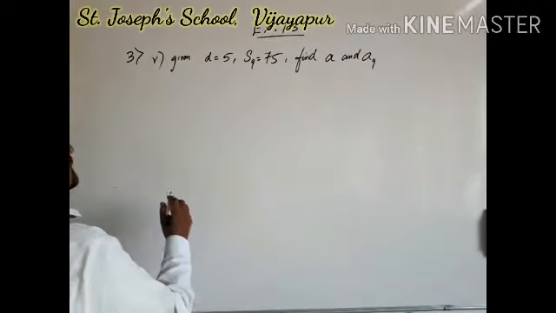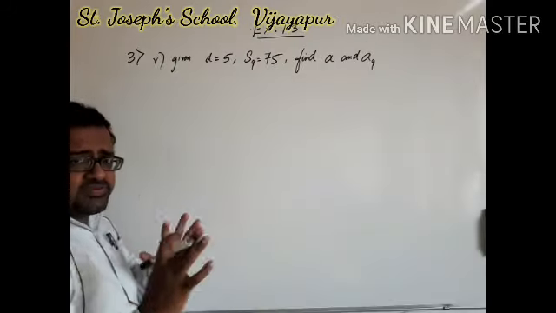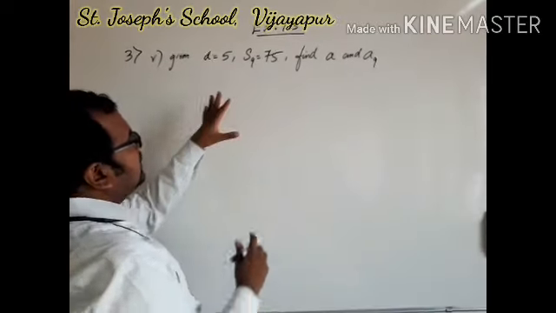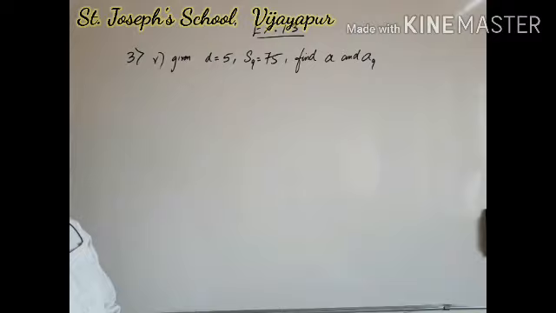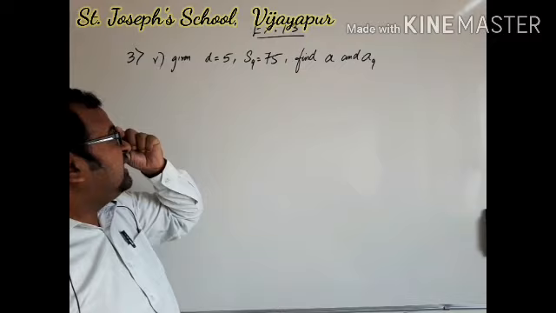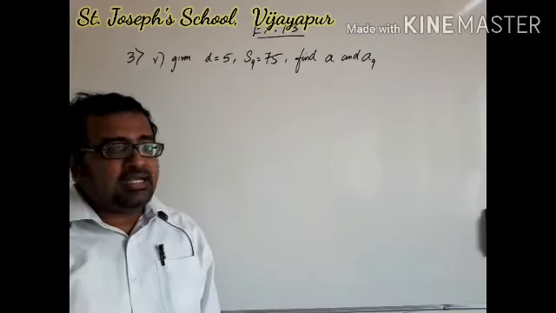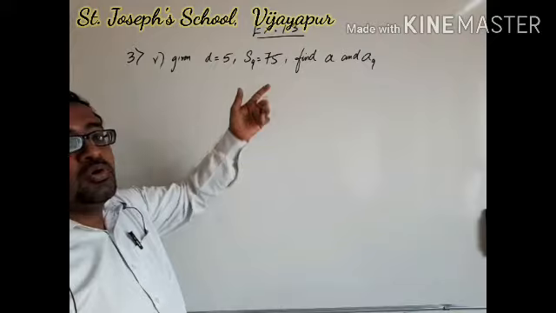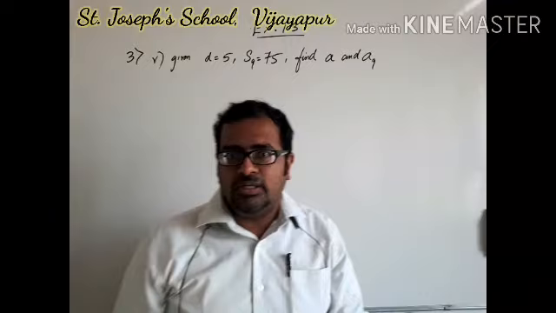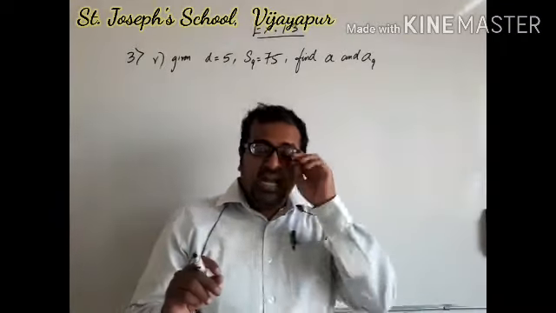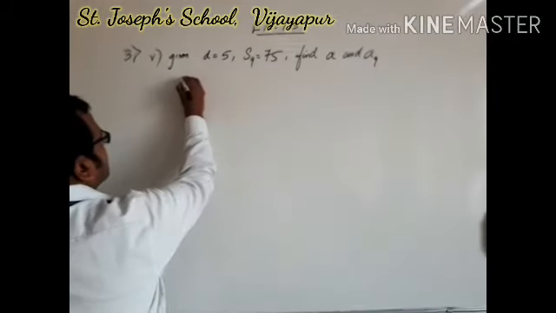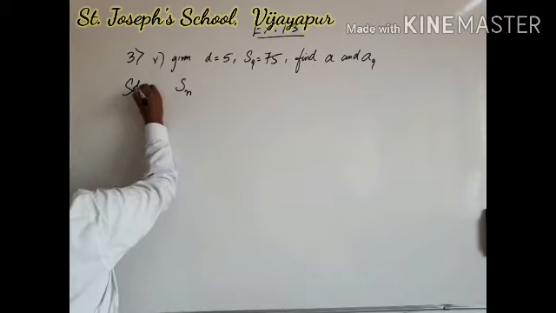So let us start with S9. If we use the Sn formula, what happens? S9 is equal to 9 by 2 into 2a, a we don't know, plus n minus 1, again 9 minus 1, d is equal to 5. In that case, the only thing we don't know will be a. So there will be one variable only. That's what I always told you: if an equation has one unknown variable, we can find it. So let us try using the Sn formula directly. So this is the solution.